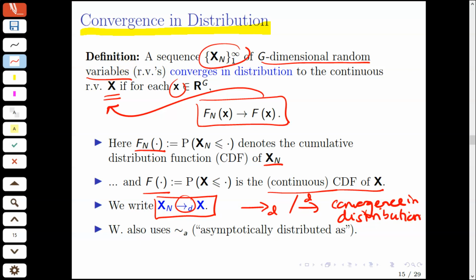Now note here that Wooldridge, throughout the book, uses both this arrow d notation, but also this tilde a notation. He means the same thing, so you should think of this tilde a as being short for asymptotically distributed as whatever follows on the right-hand side. They're just two pieces of notation for the same concept.